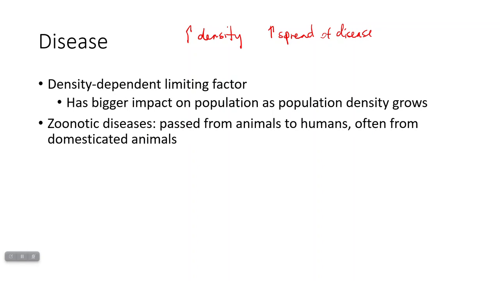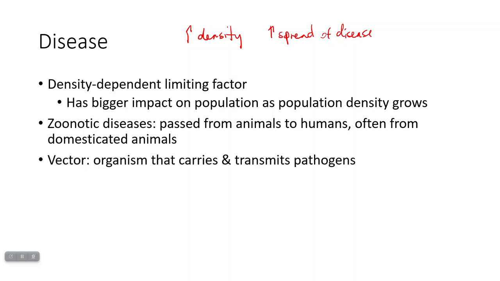Another important term is a zoonotic disease. These are diseases that get passed from animals to humans. A lot of times they come from domesticated animals, so we'll look at some examples of some viruses that have an origin in pigs or in chickens, but also there are some diseases that come from non domesticated animals as well. A vector is any organism that carries and transmits a pathogen. And if you don't know or remember what a pathogen is, it's on the next slide.